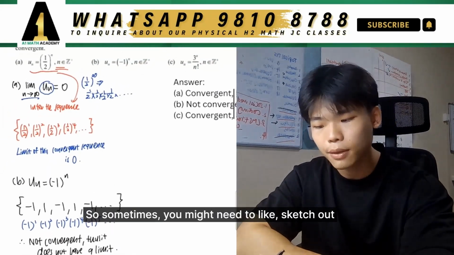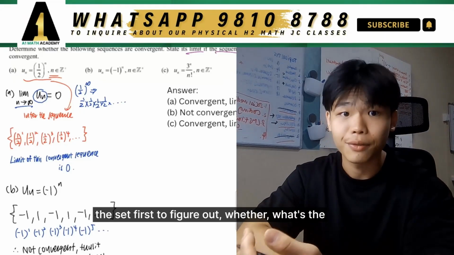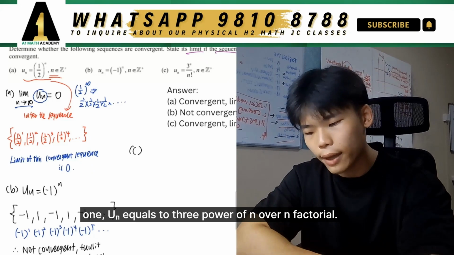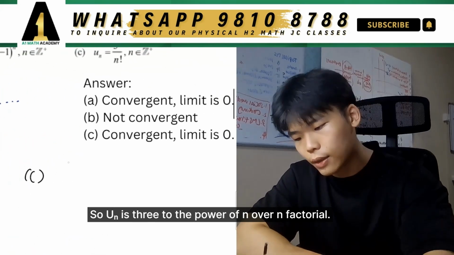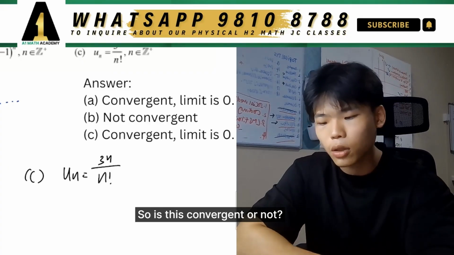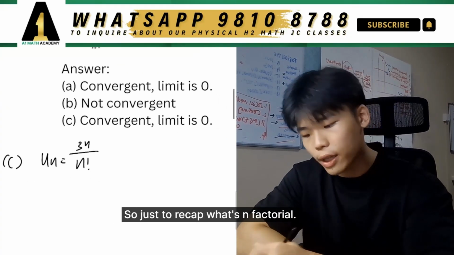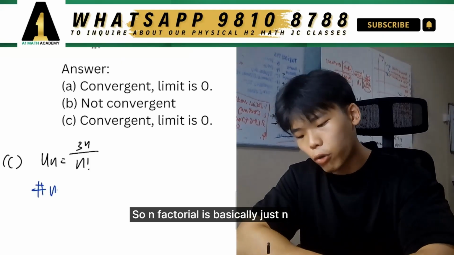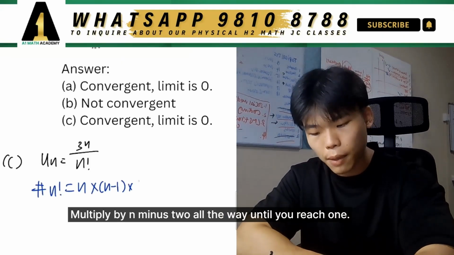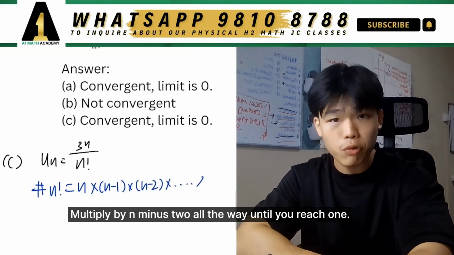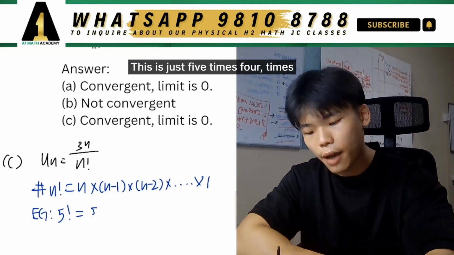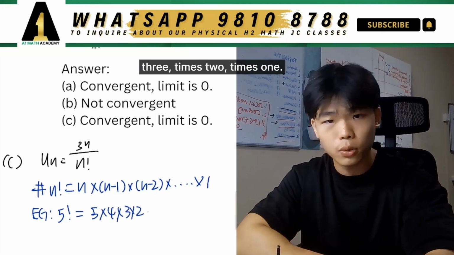Okay, so sometimes you might need to sketch out the set first, figure out what's the relationship, what's the pattern. Now for the last one, u_n equals 3^n over n factorial. So is this convergent or not? Just a recap, what's n factorial? n factorial is basically just n multiplied by n minus 1, multiplied by n minus 2 all the way until you reach 1. So for example, let's say I have 5 factorial, this is just 5 times 4 times 3 times 2 times 1.